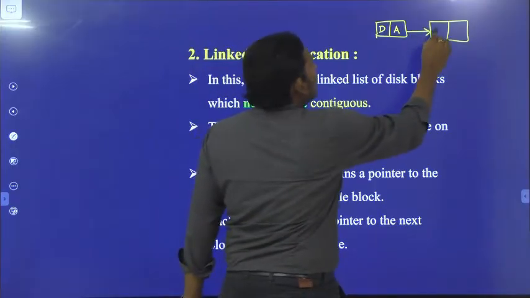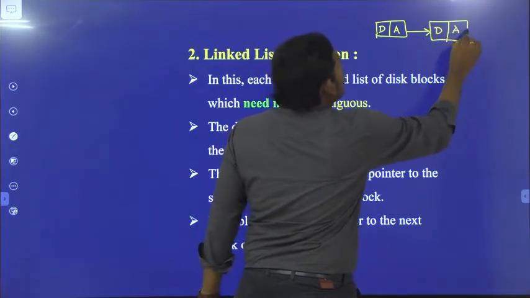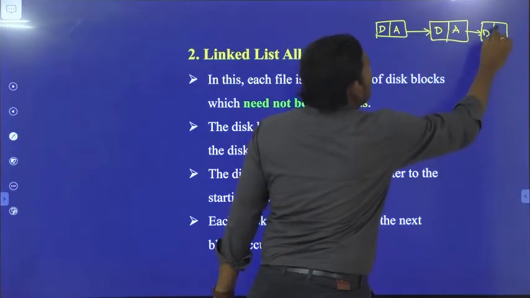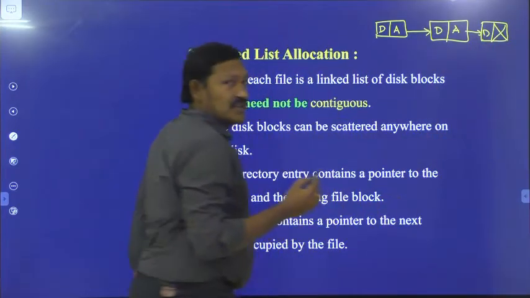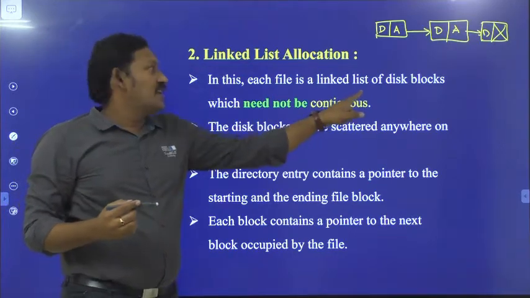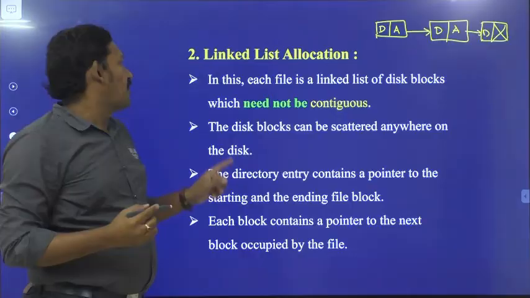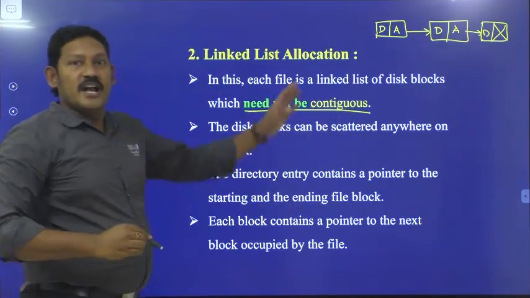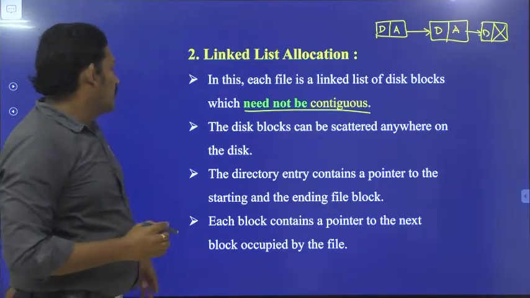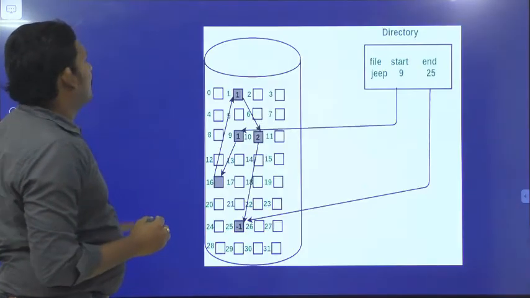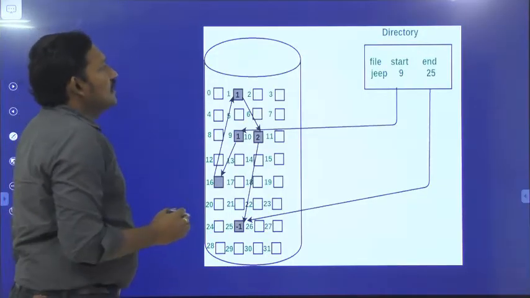Here also we'll have data and the address of the next node. Here also we'll have data, and if this is the last one, we'll represent it with a null node. So each file is a linked list of disk blocks, which need not be contiguous. It need not be contiguous. We will see this with an example.